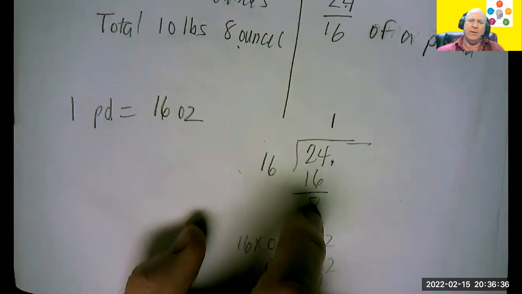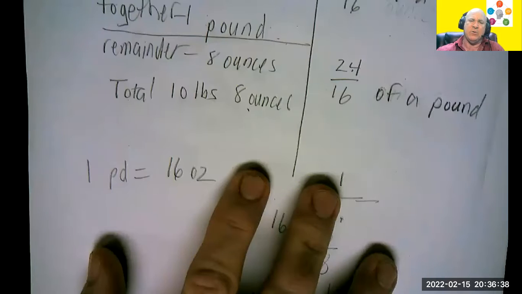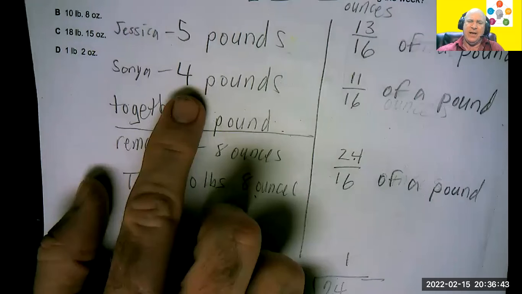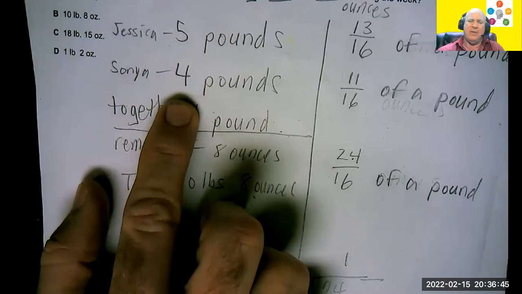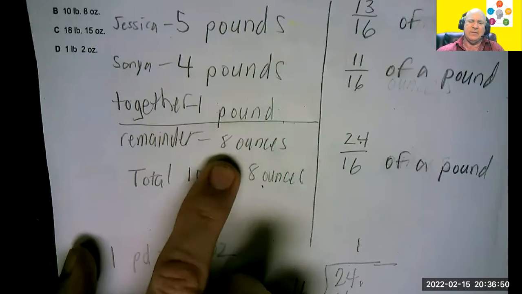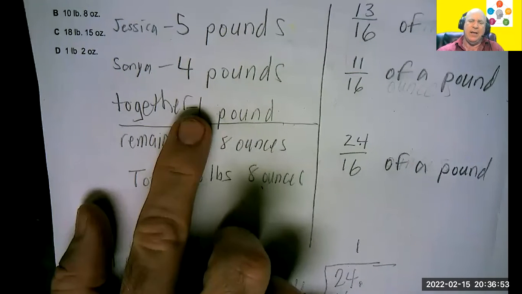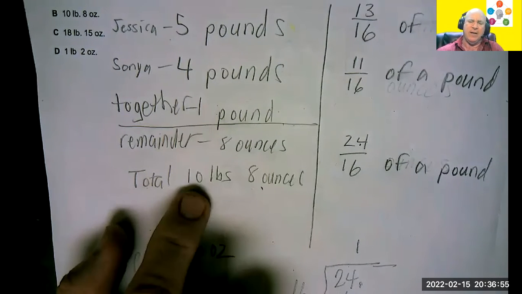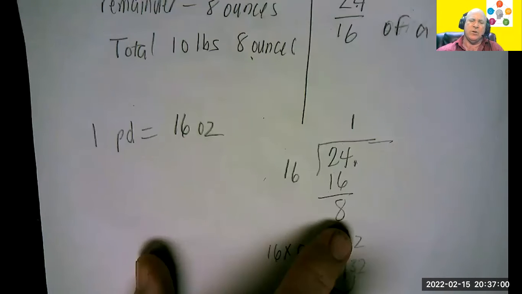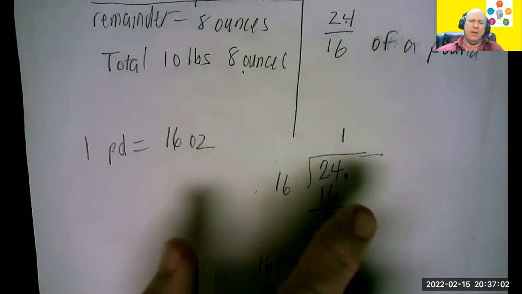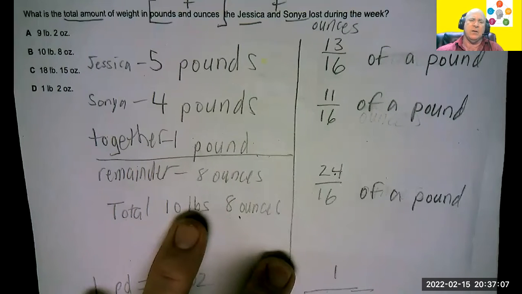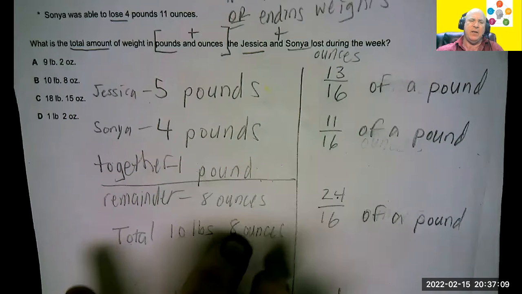So way number 1, let's take the 5 pounds that Jessica lost, add the 4 pounds that Sonia lost, add the extra pound that they have together when we divide. 5 plus 4 is 9, plus 1 is 10 pounds. And there was a remainder of 8 ounces when you do the conversion. So their total weight combined was 10 pounds and 8 ounces. There you have it, letter B.